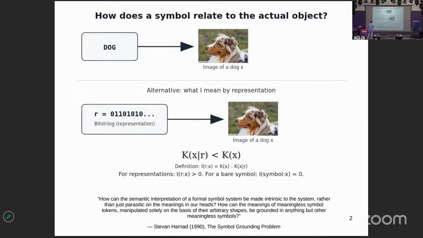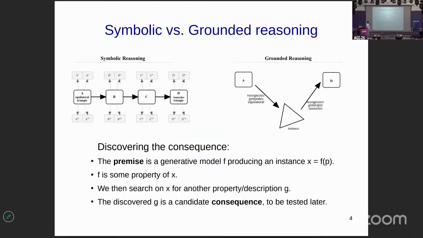So what can we do with this? Symbolic versus grounded reasoning here. The other problem that symbolic reasoning has is this combinatorial explosion. If you have a rule from A follows B, from B follows C, from C follows D, there are all sorts of other distracting rules that you have to traverse in order to find D. So you have a combinatorial explosion.